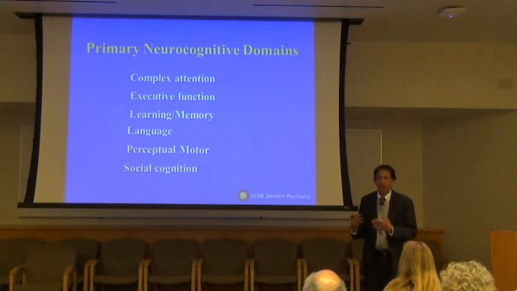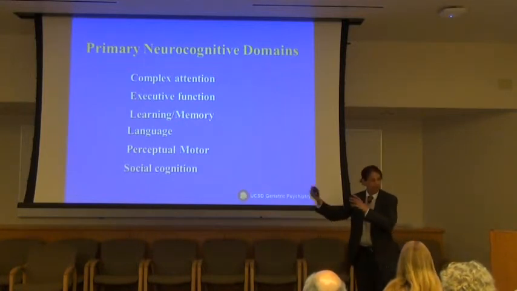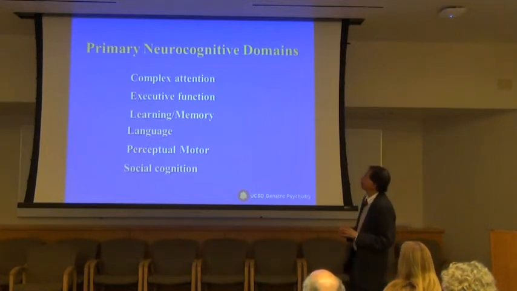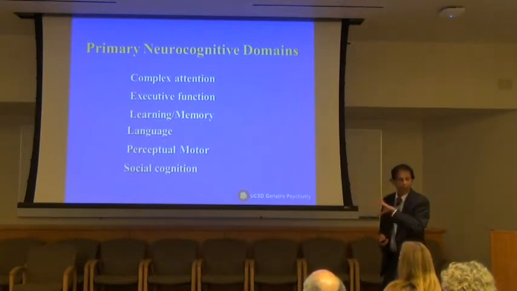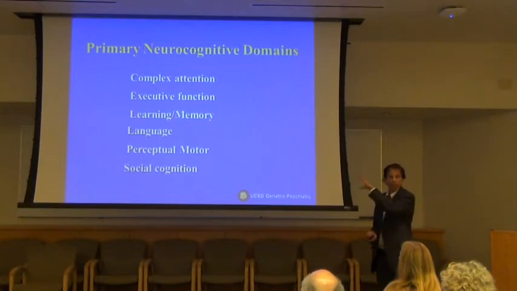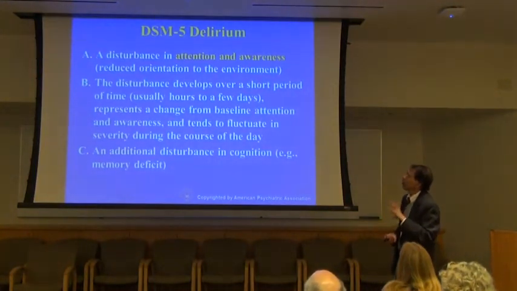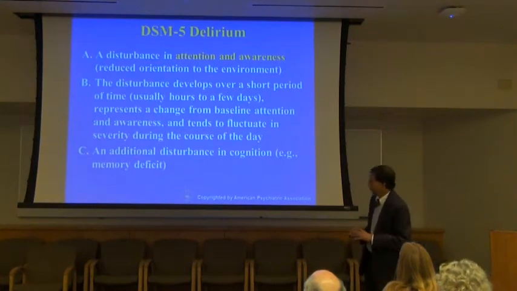So this is theory of mind. You can think about what somebody else may be thinking about, as well as compassion, empathy. Okay. So these are the neurocognitive domains that are involved in the neurocognitive disorders. I'm just going to very quickly go through that.